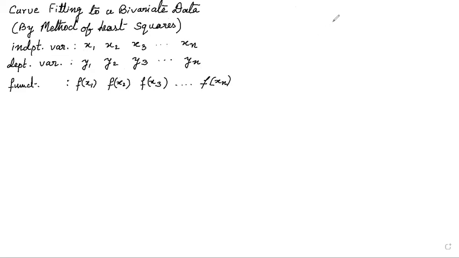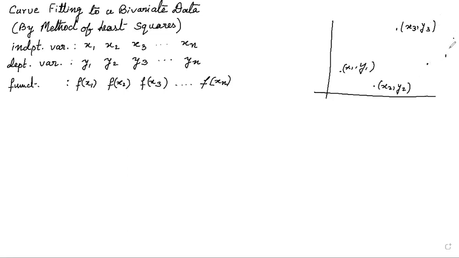Say, for example, in a bivariate data, if I am going to plot the values of the data, then there will be x1, y1 somewhere over here, then x2, y2 over here, somewhere here, say x3, y3. And likewise, we are plotting the data up to xn and yn.